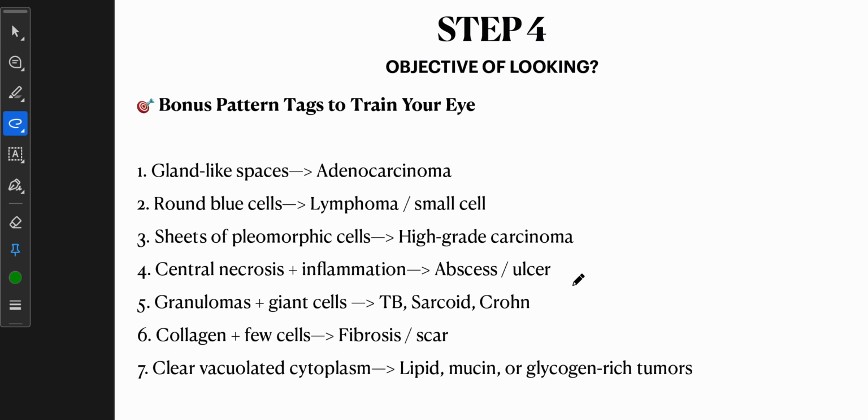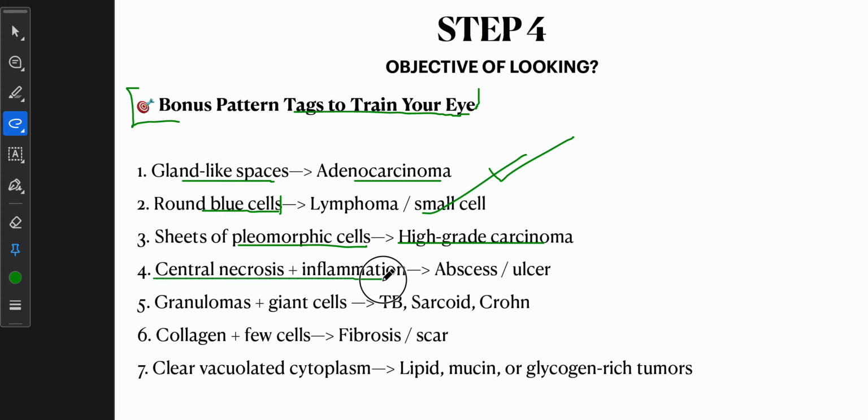And before that, there are bonus pattern tags to train your eye. This is bonus. Like if there are gland-like spaces, it is a case of adenocarcinoma. If there are round blue cells, it might be lymphoma or small cell disease. If there are sheets of pleomorphic cells, it is high-grade carcinoma. If there are central necrosis and inflammation, this might be abscess or ulcer. You have to remember all of these to have a broad knowledge of this, right?